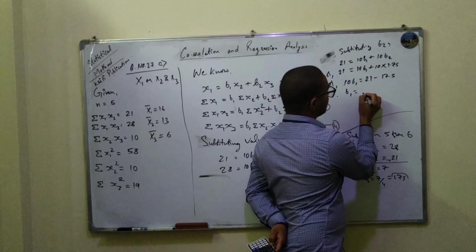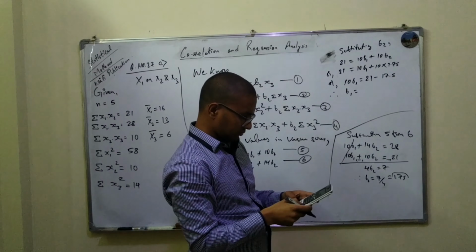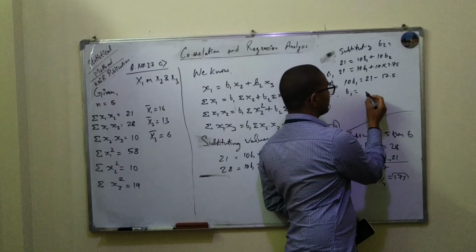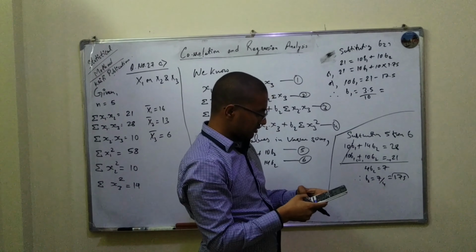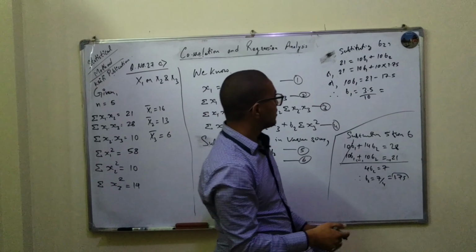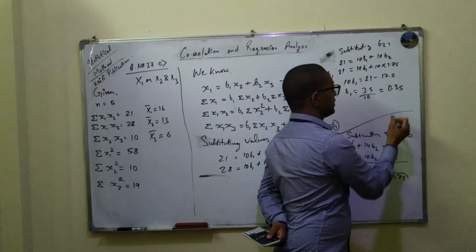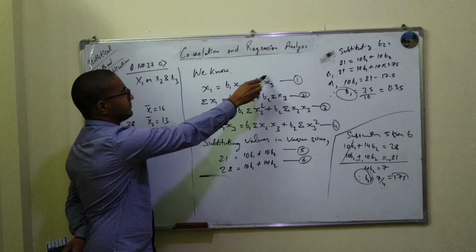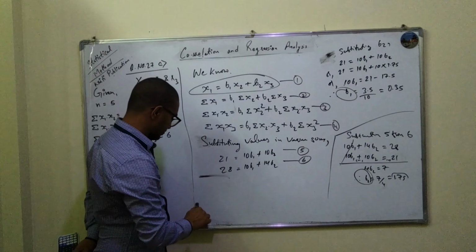Therefore b1 is equal to 21 minus 17.5, which would be 3.5, and then divide by 10 would give us 0.35. Yep, 0.35. Okay, so now we have achieved b2 and b1 as well. So all we need to do is put those values in this, and that's our equation.